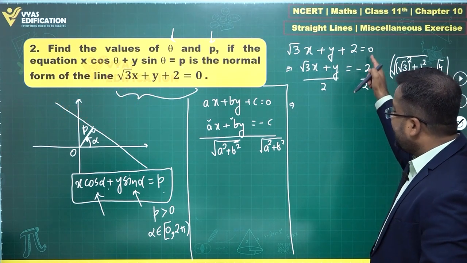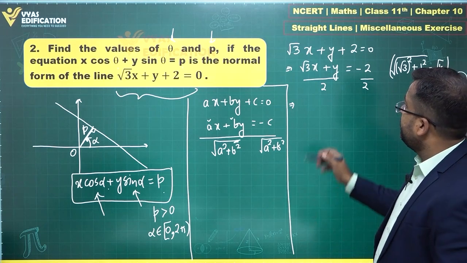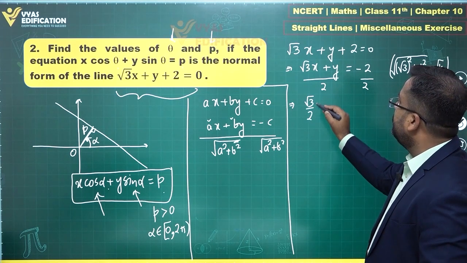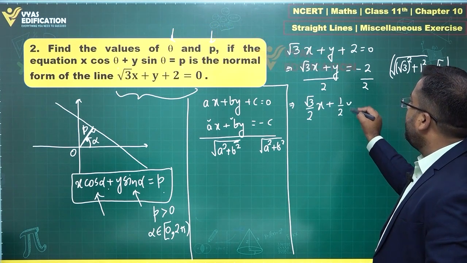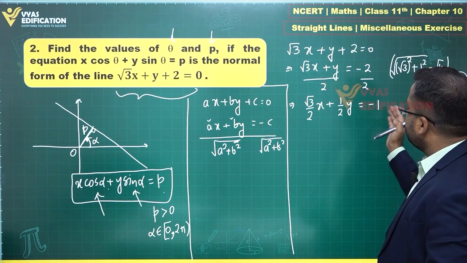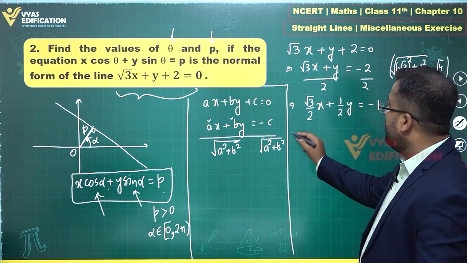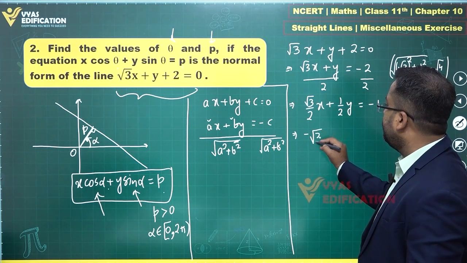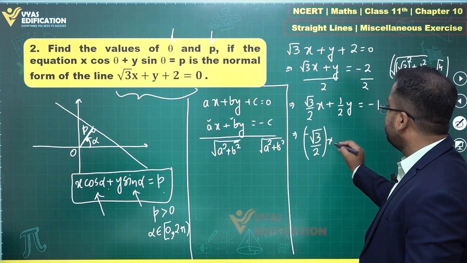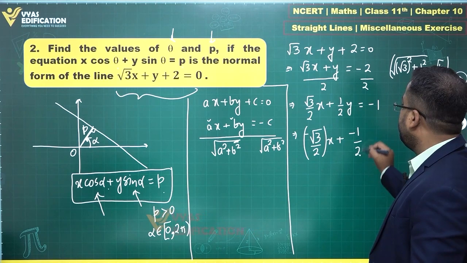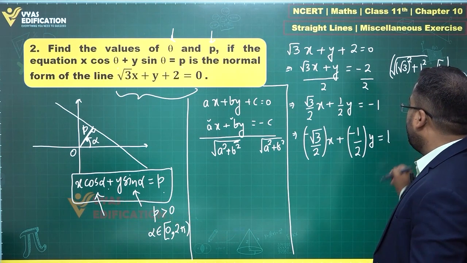This becomes, okay, convert this into a positive sign. So for that, let's write this first: 1 by 2 y is equal to minus 1. Now make this positive, so multiply by a minus throughout, and what you see is minus square root of 3 by 2 x plus minus 1 by 2 y is equal to 1.